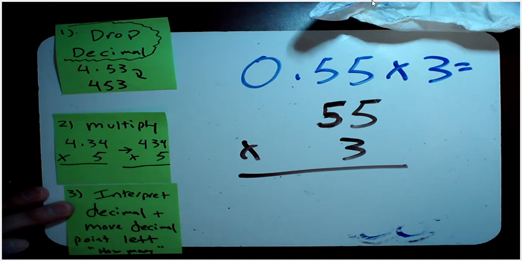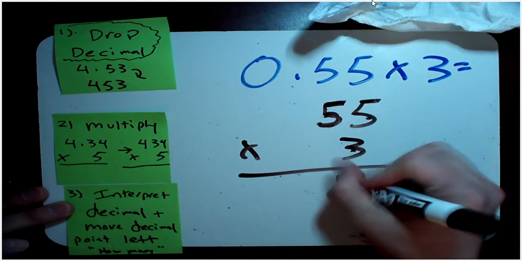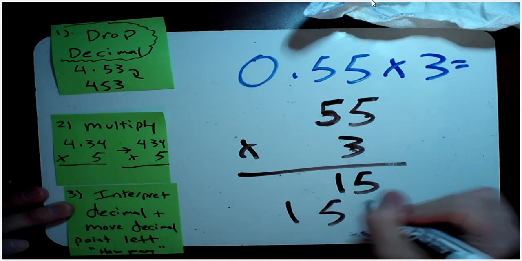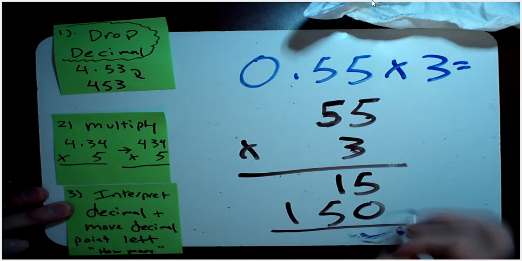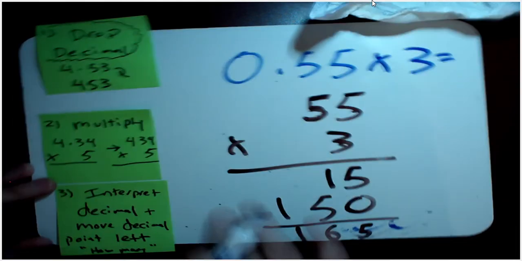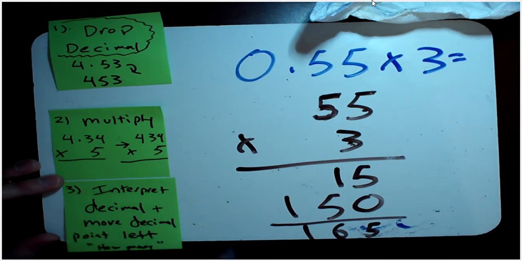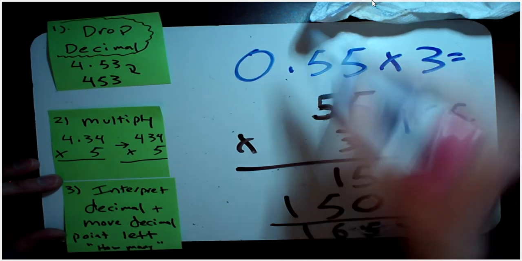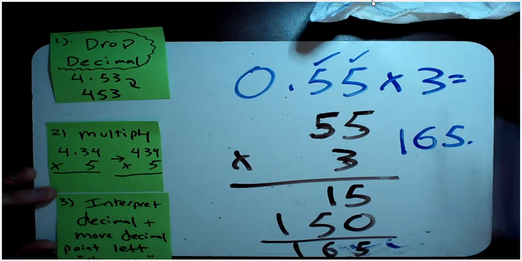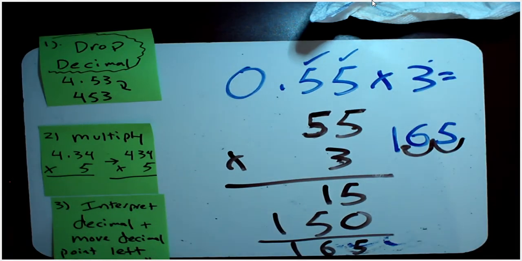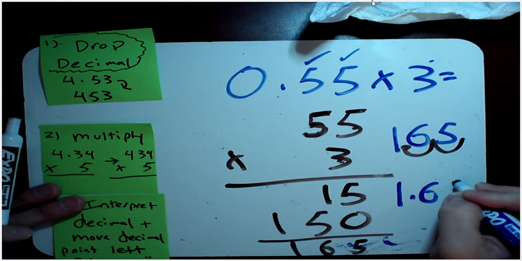So let's look at our partial products now. 3 times 5 is 15. 3 times 50, 50, 100, 150. That looks like it's going to be 165. So when I think about step 3, interpreting the decimal, moving the decimal point to the left, how many? I have 165 as the number that's being interpreted. Here's my decimal point there. I have 2 decimal numbers there, no decimals on this side. I'm moving to the left 2 spots. 1, 2. My new and actual product is 1.65, or 1 and 65 hundredths.